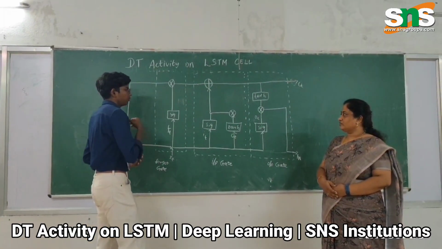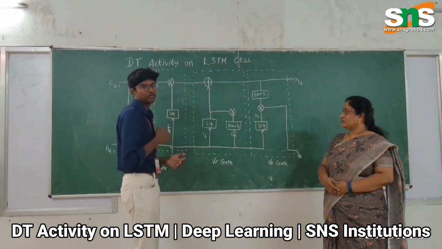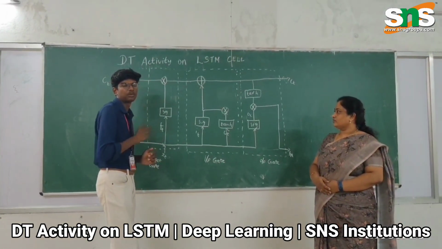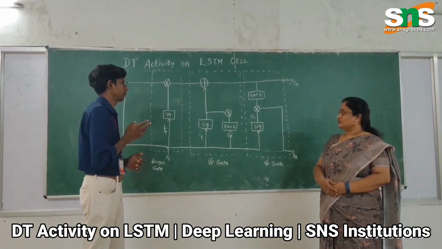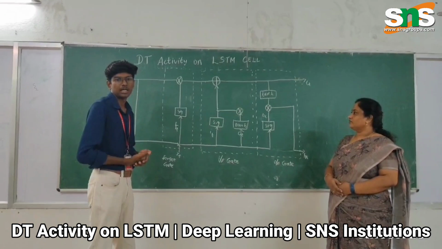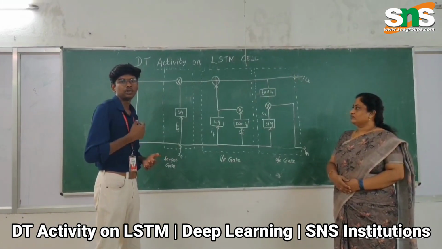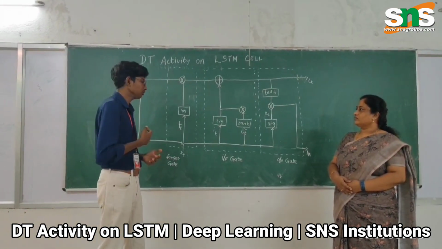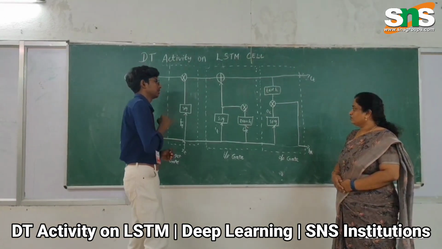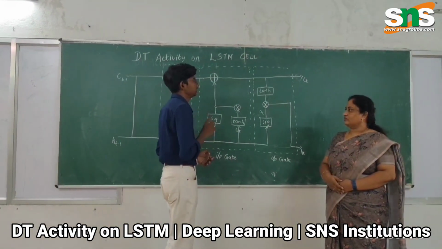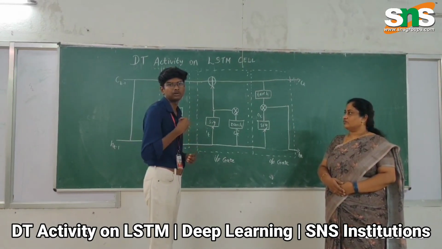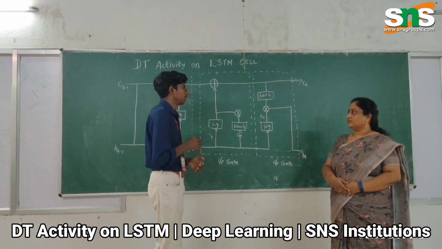Next, we move on to the input gate. In this input gate, we pass the forget gate's output as an input, and they also add a candidate value. Because of these candidate values, we can update the new information in this LSTM cell. Next, we move on to the output gate. In this output gate, we finalize what information we have to send to the next LSTM cell.